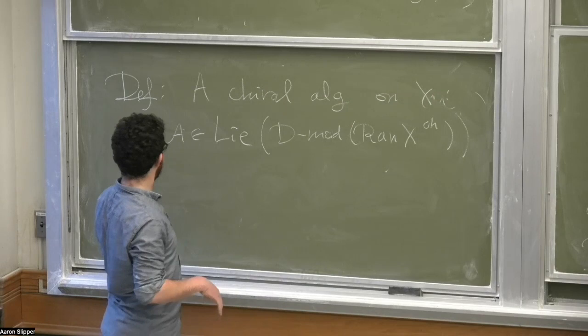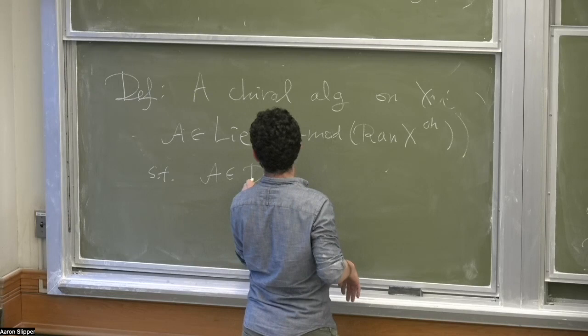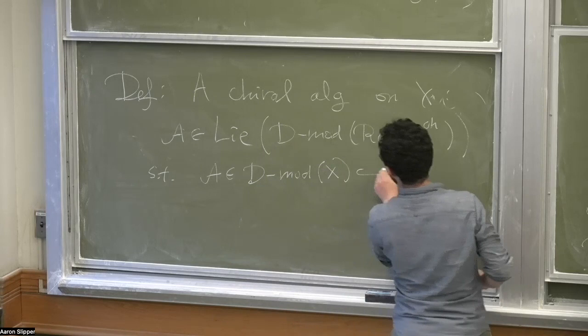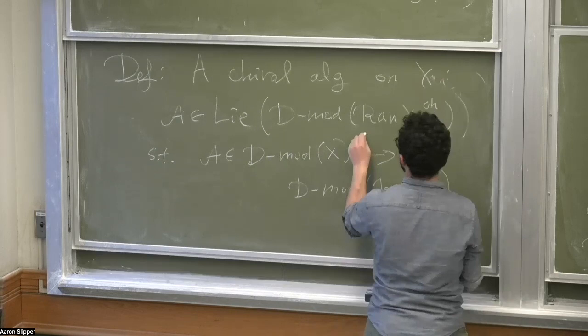But with the condition that the underlying D-module is in the image of the D-modules on X. There is a fully faithful embedding of D-modules on X into D-modules on X^n, given by pushforward along the main diagonal.